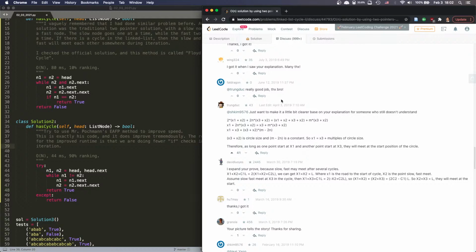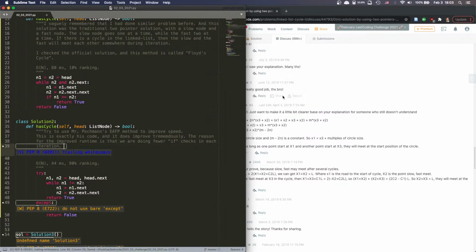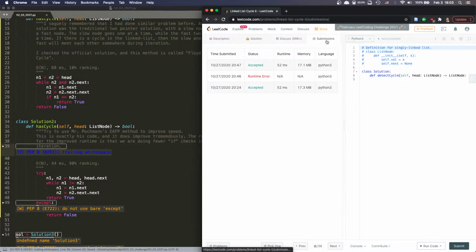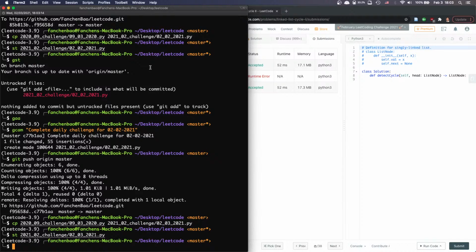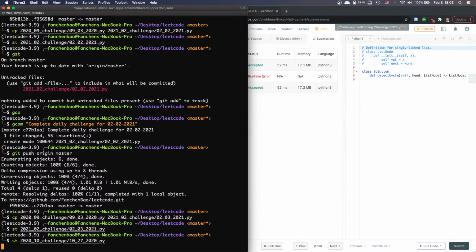All right, I did not expect this one to cost me that much trouble, but it does because I forgot how this one is solved. I think I might have done a detailed explanation in the past. When did I do this? I did it last October. So let's just pull up last October, 2020, 10, 27. Yeah.